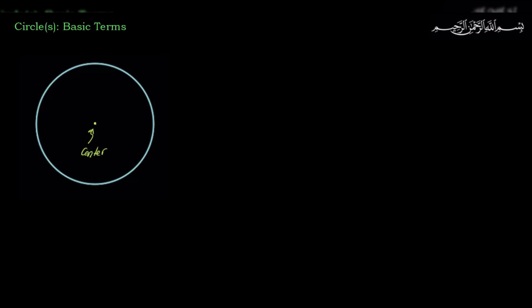And a circle itself is a set of all points, like here, that are equidistant or the same distance from this particular center. And this distance from the center to all the points that are on the circle, that's called the radius. So the radius is the distance from the center to any particular point that's on the circle.